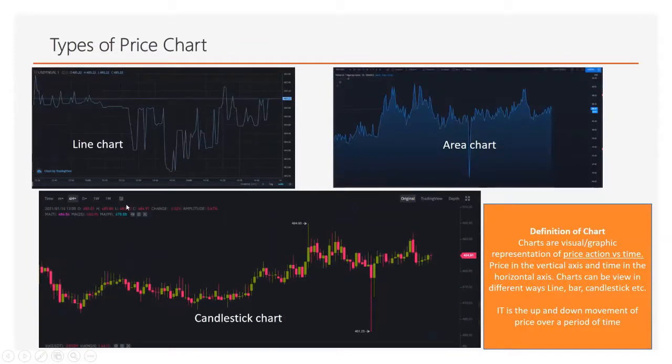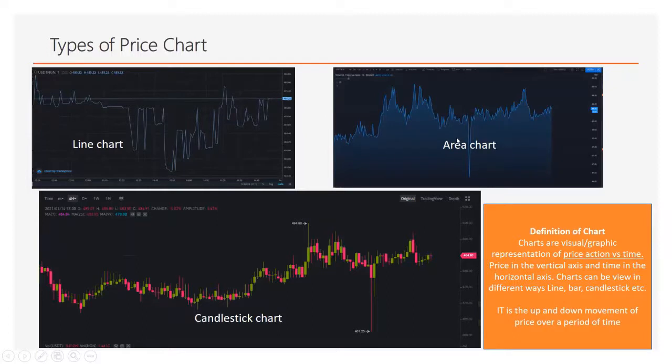So we're going to zoom into the types of chart now. So this is a line chart. Here is the price, here is time. So this chart is just showing you a graph of price versus time. So this is a line chart.